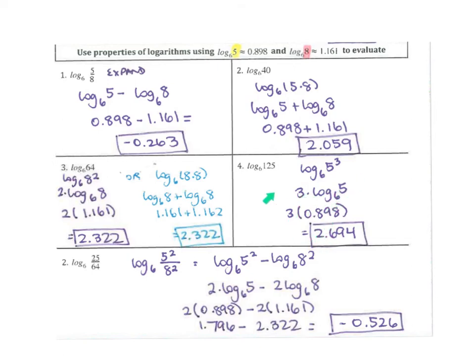And then the last one, log base 6 of 25 over 64. For 25, you can do 5 squared over 64, which is 8 squared. So that's how you would get those values. To expand it, this is log base 6 of 5 squared minus log base 6 of 8 squared. So this is a layered problem. With the exponent, you move it to the front for both of them because they're the same. Then it's 2 times 0.898 minus 2 times 1.161, and you get these values here. Your final answer is negative 0.526.